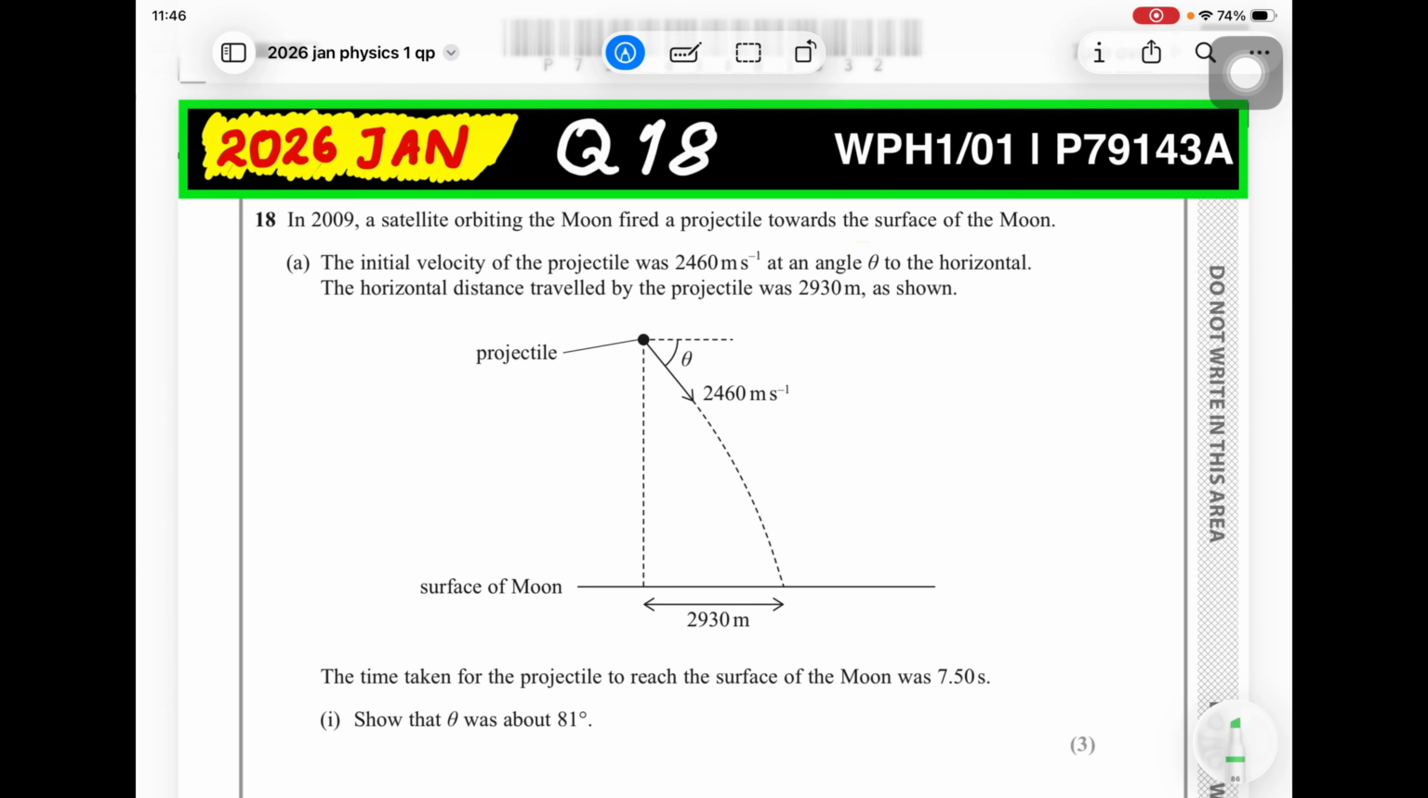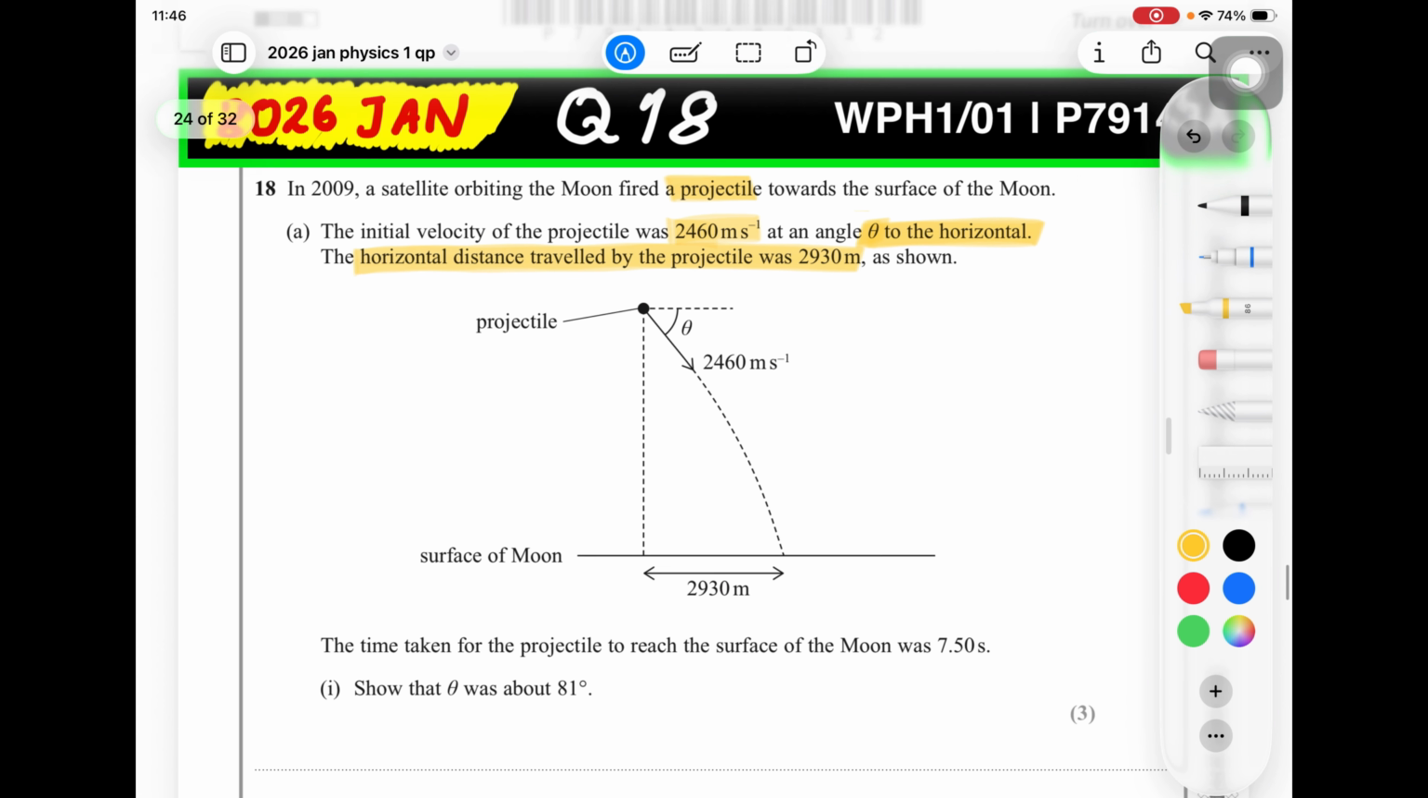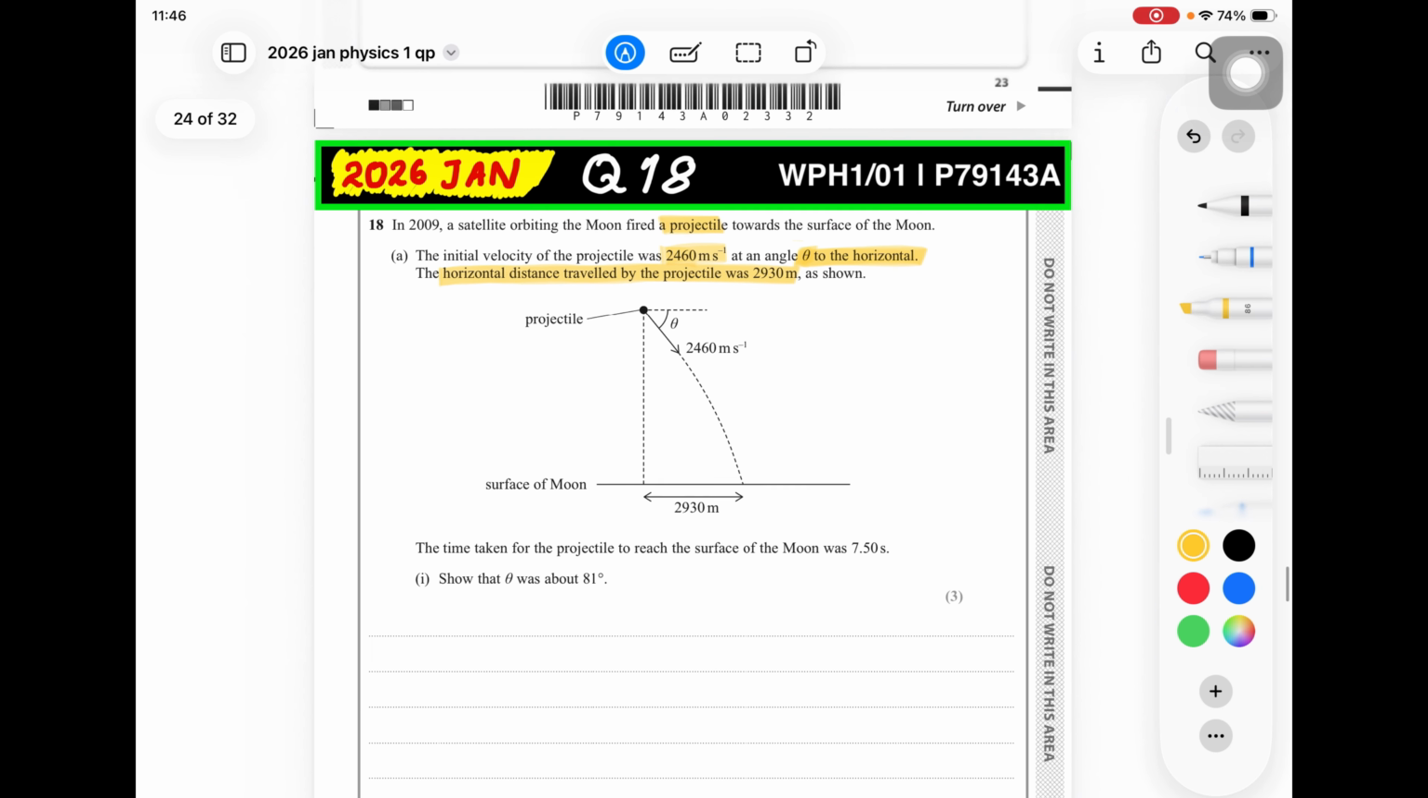We are starting with question number 18. So let's grab the information they are providing. The moon fires a projectile. The initial velocity is this. The angle is theta to the horizontal. We know the horizontal distance traveled by the projectile was this. These are pretty much the information that we have.